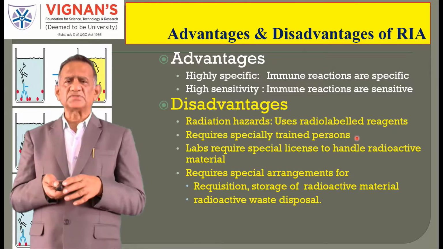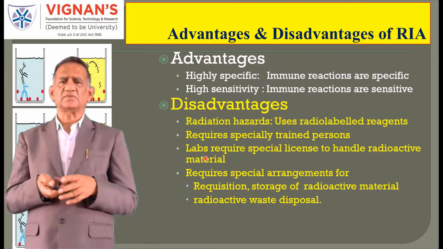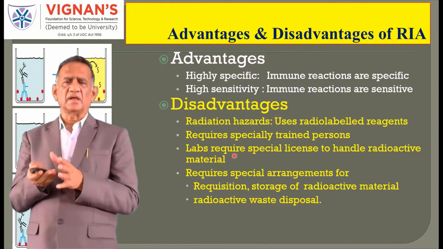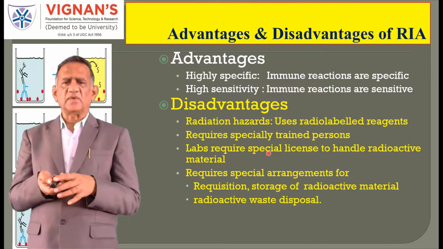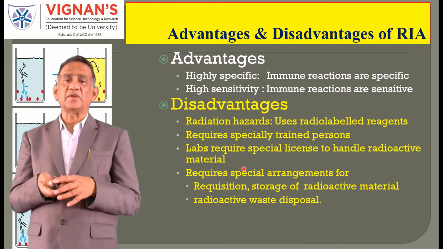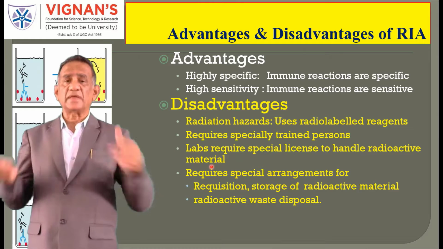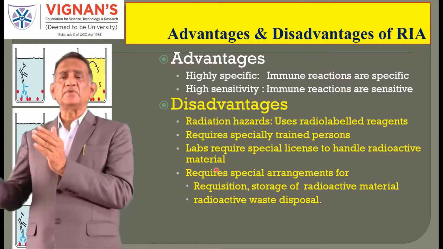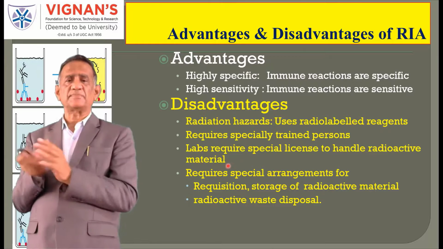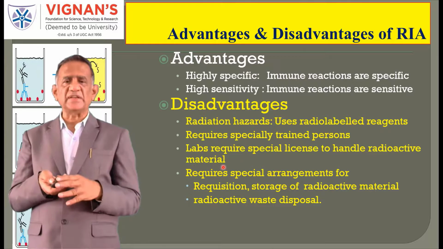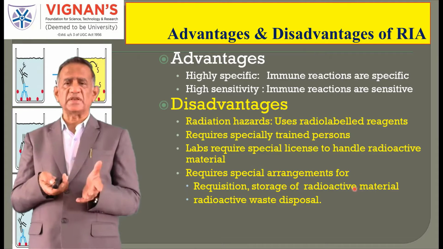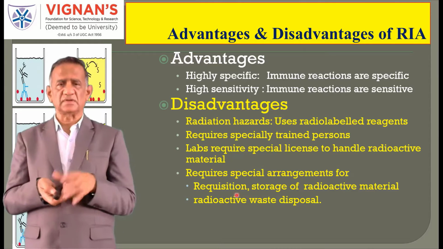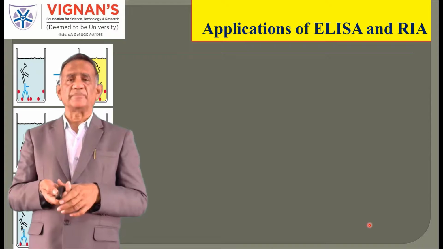It requires specially trained persons because one has to be trained in BARC, Bhabha Atomic Research Centre, in nuclear chemistry. The lab requires a special license to handle radioactive materials. So every lab cannot do it, because disposal of these radioactive compounds is again an issue; we can't leave them into the waters or drainage. They have to be kept separately. It requires special arrangements for requisition, storage of radioactive materials, and radioactive waste disposal. So these are all various hindrances to be evaluated here.